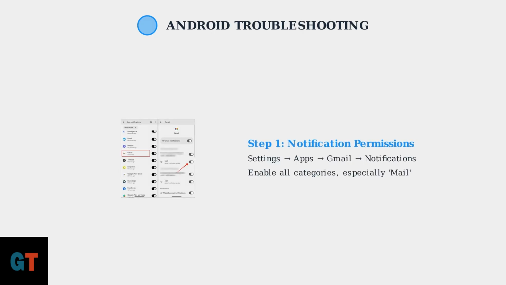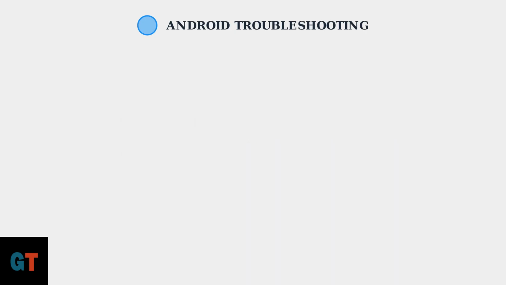First, check notification permissions. Go to Settings, then Apps, then Gmail, and finally Notifications. Make sure all notification categories are enabled, especially the mail category, which is often disabled by default.